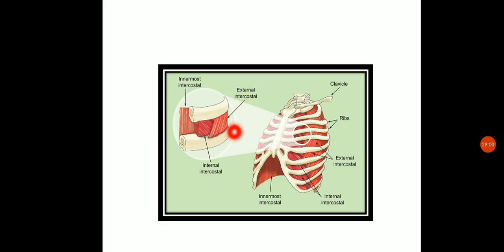Within this intercostal space, two types of muscles are present, the external and the internal muscles. The muscles present between two costal regions are called intercostal muscles, and they can be of two types: external intercostal muscles and internal intercostal muscles. The fibers of the external intercostal muscles originate from the dorsal surface of the lower rib and are inserted into the ventral surface.